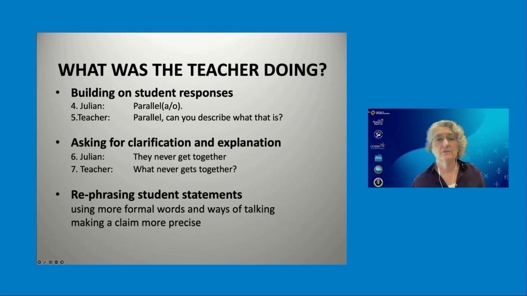And then in another turn, when Julian said they never get together, he made that move that I described earlier. What never gets together? Asking Julian to make his claim more precise. And he rephrased student statements using more formal words and ways of talking. But again, the example, they never get together, by asking what never gets together is making the claim more precise.